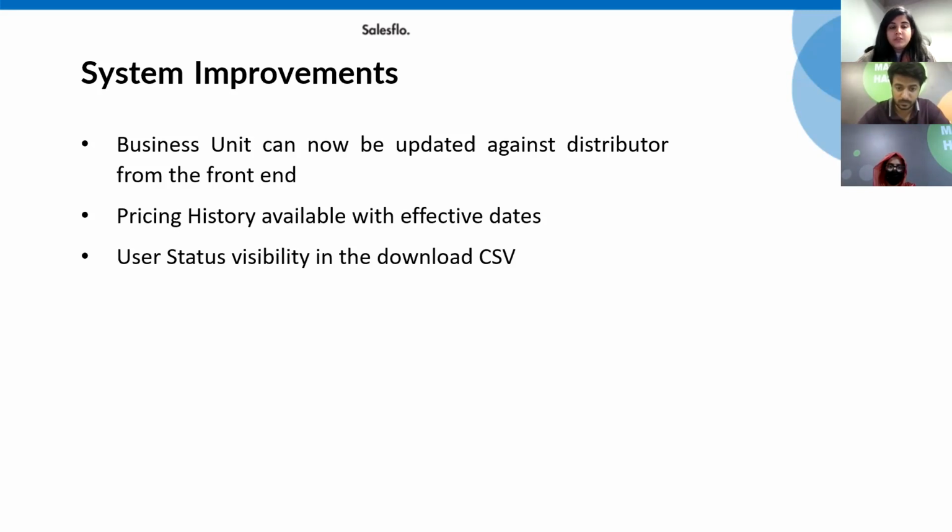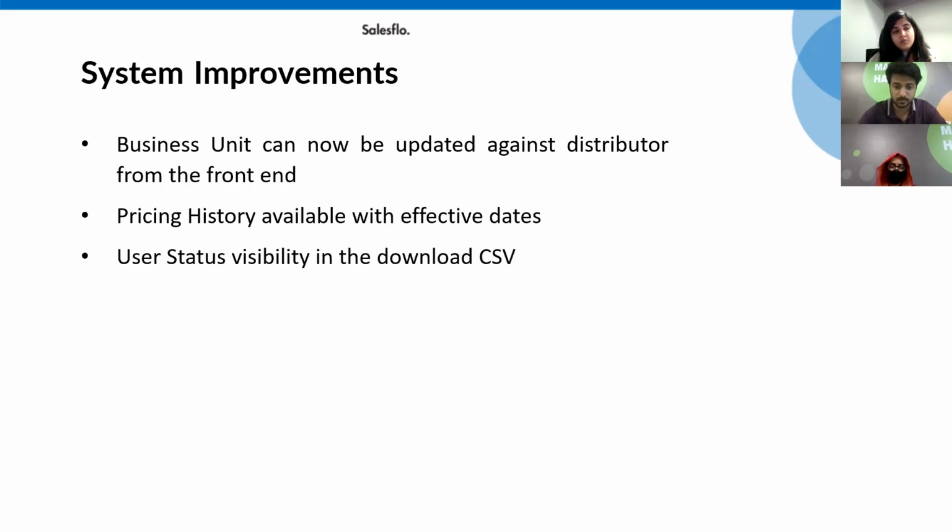Okay. So the second thing that we've worked on is that pricing history was not available with effective dates. What used to happen was that customers using multi pricing who wanted to see different pricing against an SKU could only see the product's start date, and the end date was not coming, and only effective prices were visible in the downloaded CSV file.